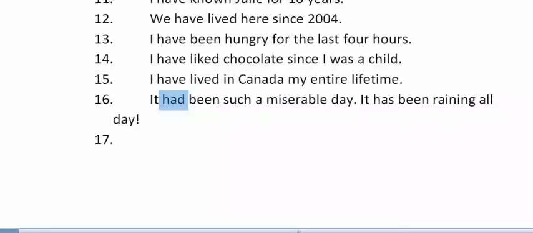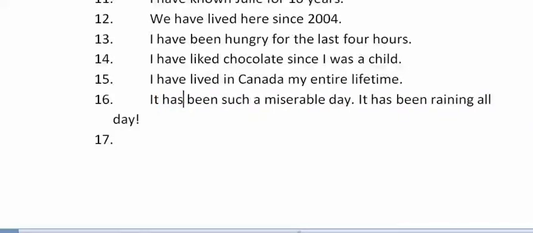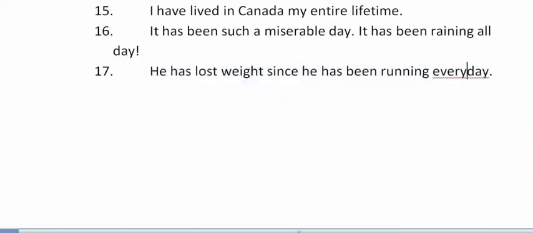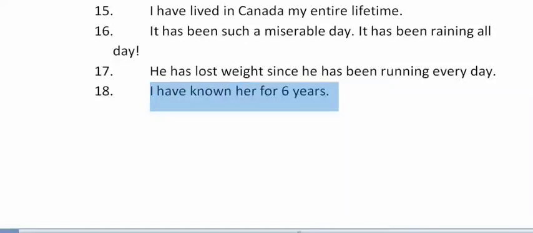Friends, spot the mistake. I have used had. Had never comes in the picture when we are talking about present perfect tense. So, it has been raining all day and therefore it has been such a miserable day. He has lost weight since he has been running every day. I have known her for 6 years.